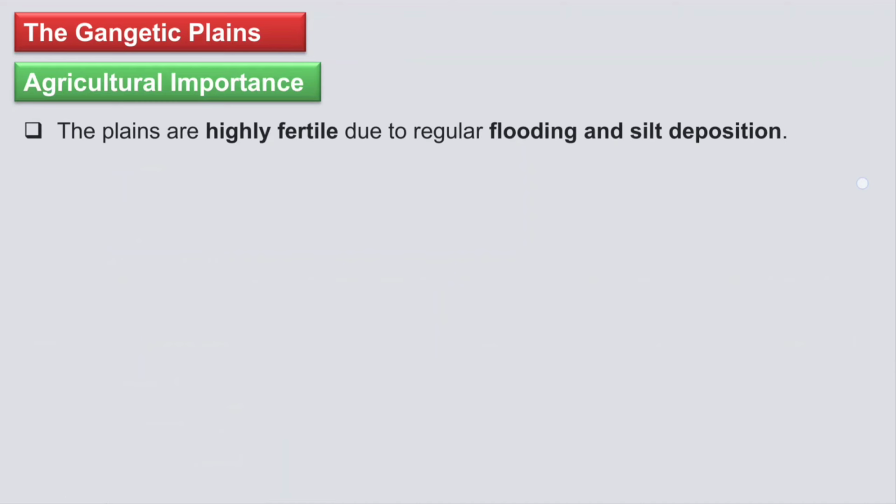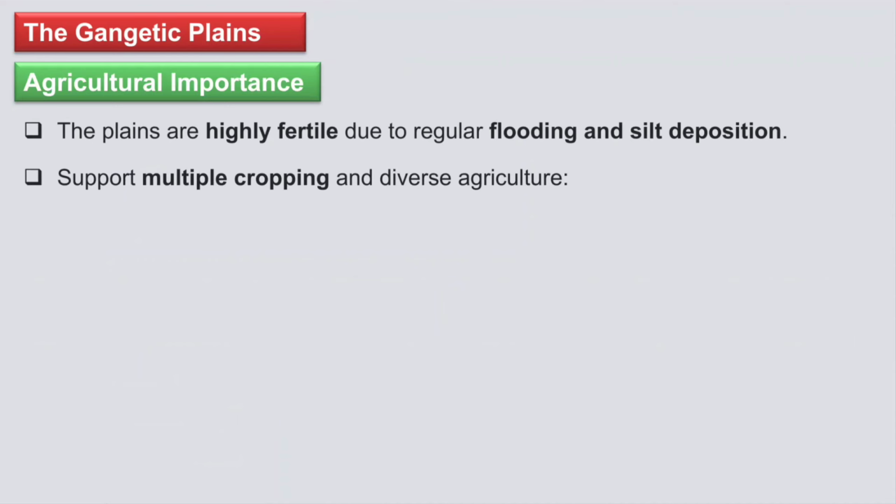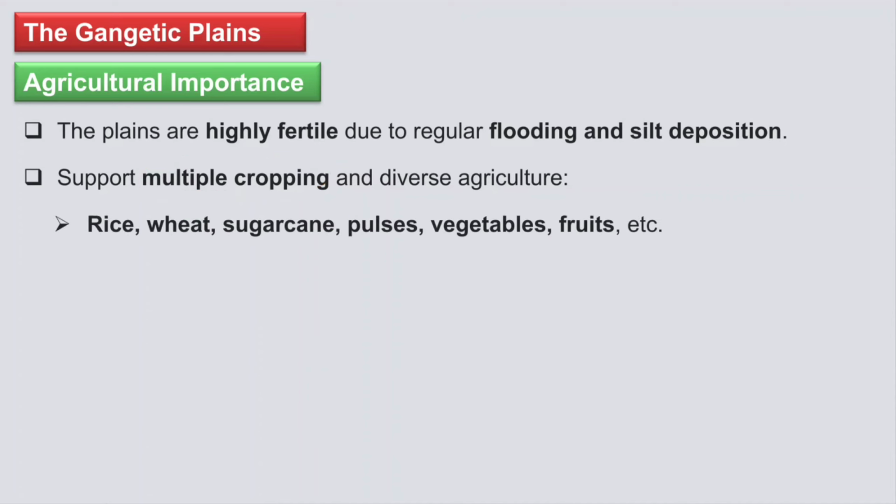These plains are highly fertile due to their regular flooding and silt deposition, and support multiple cropping and diverse agriculture. Multiple cropping means you will find so many crops being grown in one area only, and very diverse agriculture. You will find all types of fruits and vegetables grown here because the land is very fertile: rice, wheat, sugarcane, pulses, vegetables, fruits, etc. All things you can find here, and it is referred to as the food bowl of India also.